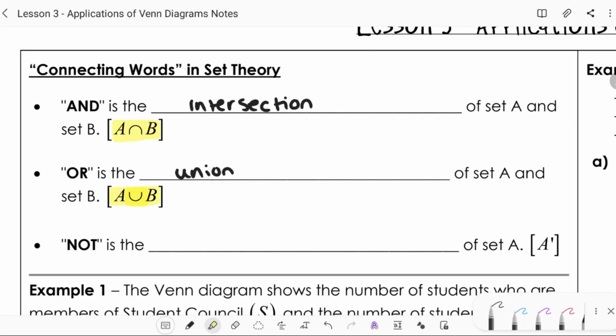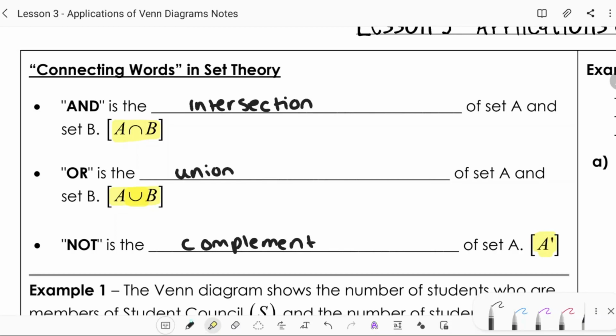And then the word not. If I'm saying something is not part of set A, then it is part of A prime, or the complement. So the word not tells us that something is part of the complement of that set. If it's not in A, then it's in not A, or A prime, or the complement of A. So let's look at our first example.